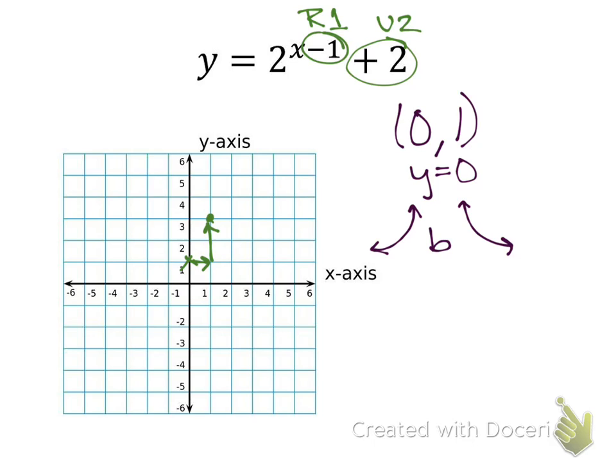The old asymptote, y equals 0, now moves right 1, up 2. But moving right 1 doesn't affect it, it's really moving up 2. And determine if you're growing or decaying. Since our base is 2 again, we're going to be growing. Ooh, that was bad. Shoo!